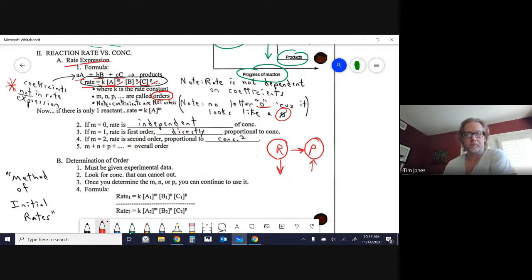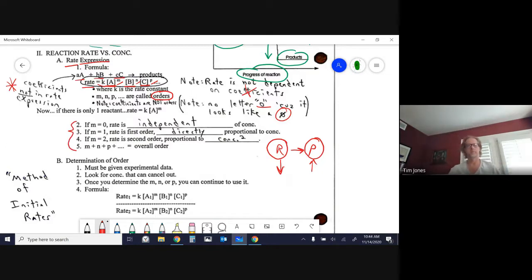And again, I have to emphasize, I know you look at coefficients all the time. You're always taught, balance the reaction, look at the coefficients, always look at the coefficients, stoichiometry. Right now, don't look at the coefficients. We don't need them. Now, regarding orders, I want to talk about this here.